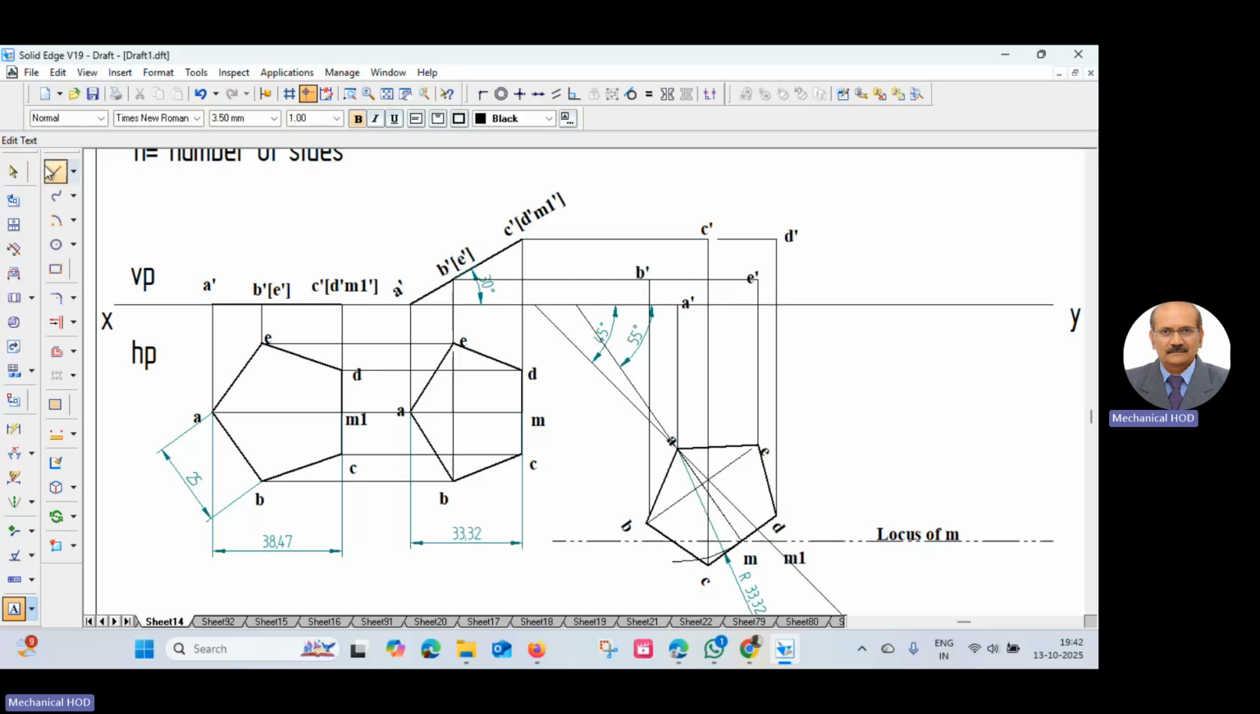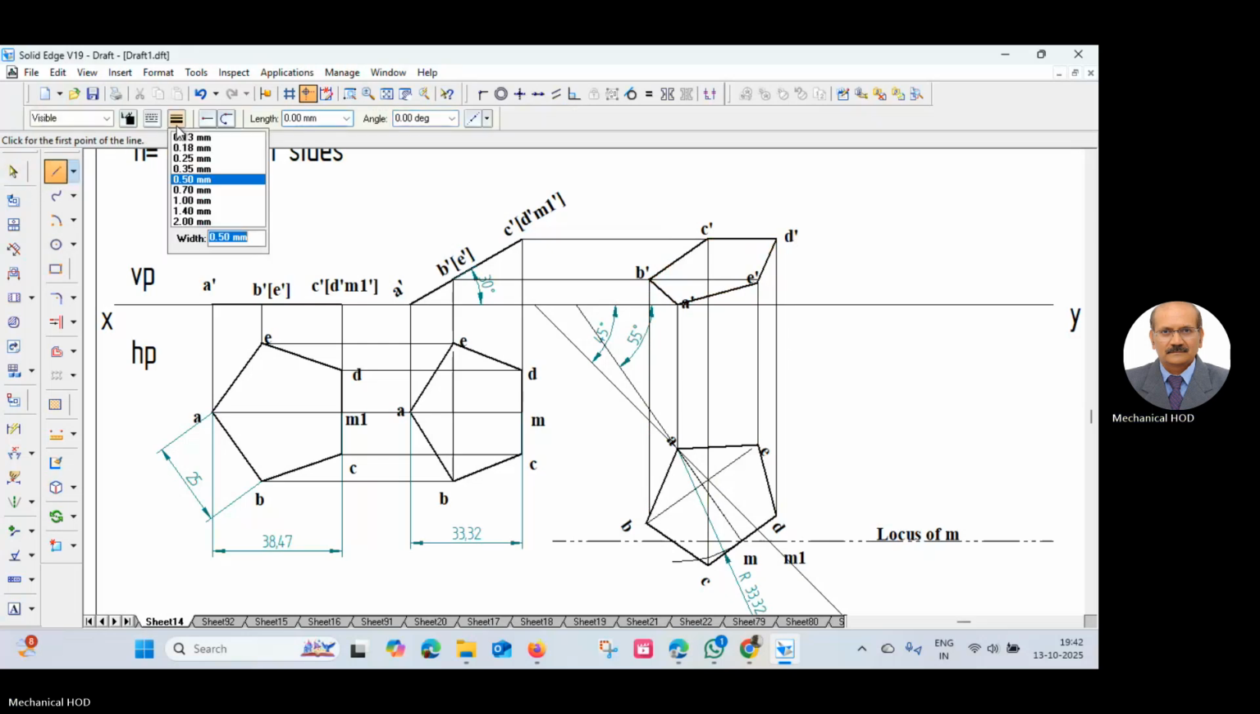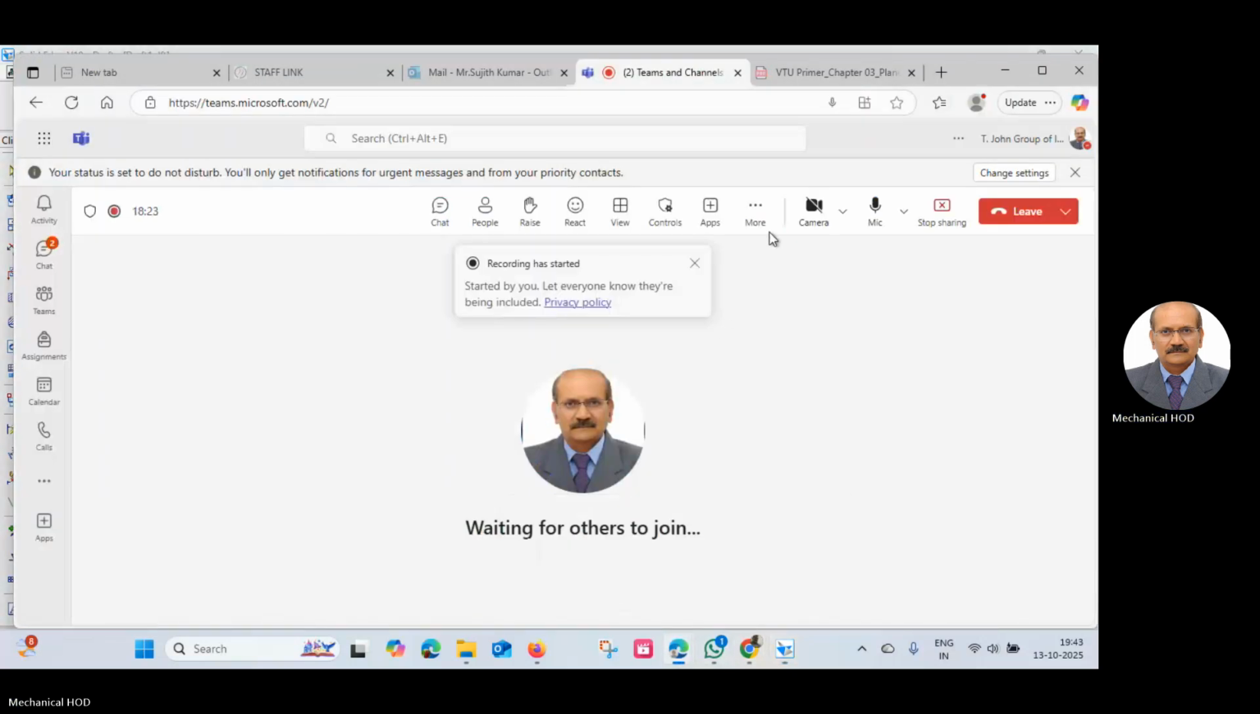Okay. Now go to line command. Take a dark line. A dash to B dash, B dash to C dash, C dash to D dash, D dash to E dash, E dash to M dash. This is the final end view. If you want to project the end projector of the perpendicular bisector, draw the vertical from M. It meets here. So this is the end projector. Not required to project, simply I'm showing. Okay. With this, we'll come to the end of this question.